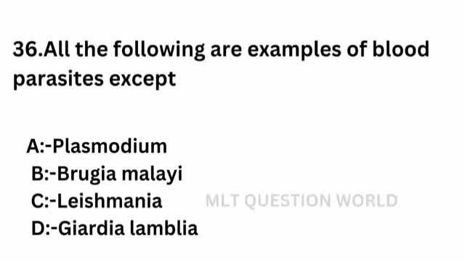Question number 36. All of the following are examples of blood parasites except option A, Plasmodium, option B, Brugia malayi, option C, Leishmania, option D, Giardia lamblia.